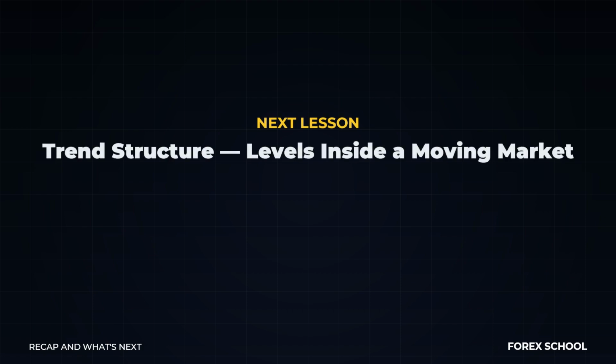And that's lesson 2 complete. You can now read the skeleton of any trend on any chart. Your homework: open 3 currency pairs, mark the swings, and label each market as uptrend, downtrend, or broken structure.